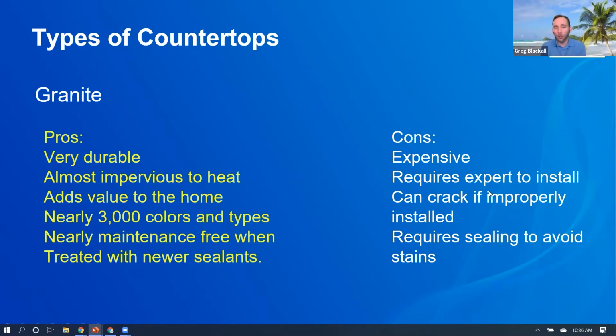So granite is extremely durable. It's almost impervious to heat. It definitely adds value to a home. You have nearly 3,000 colors and types of granite at this point, which absolutely blew my mind. It's nearly maintenance free when it's treated with newer sealants. So granite, I would say, is the gold standard of kitchen countertops in the US especially. Now, some of the cons: granite's pretty expensive. It requires an expert to install. It can crack if it's improperly installed, and it does require sealing to avoid staining, okay?